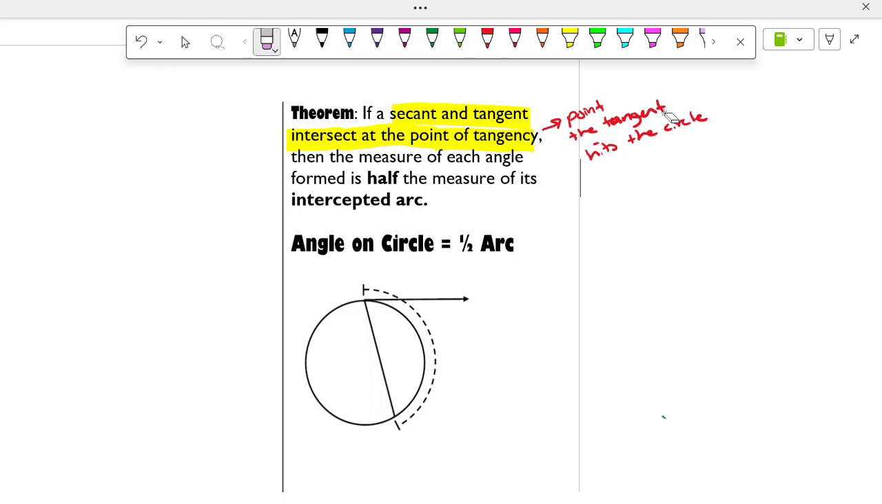All right, so it's the point that the tangent line hits the circle at. That's what the point of tangency is. Then the measure of each angle formed is half the measure of the intercepted arc. What does that sound like to you? Half the measure of its intercepted arc. What does that sound like to you? Inscribed angle, and that's exactly what this is. This is just another type of inscribed angle.